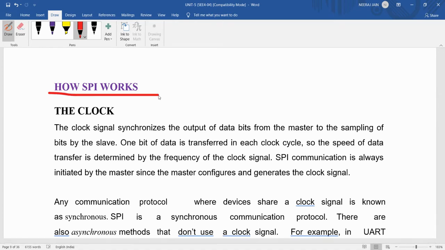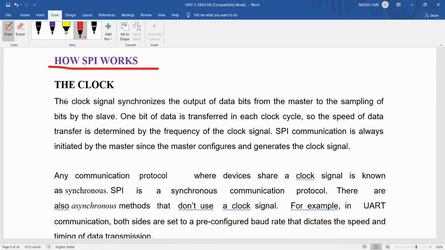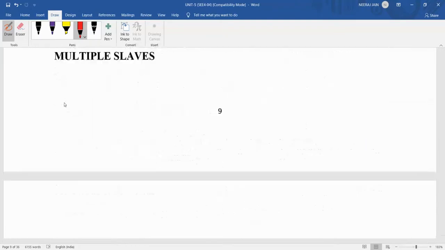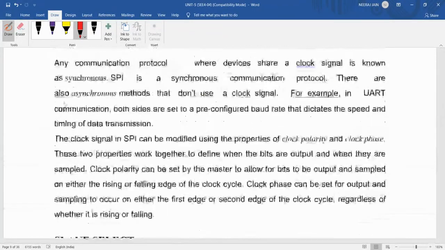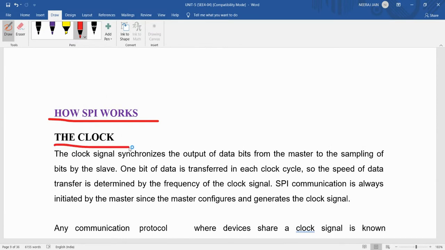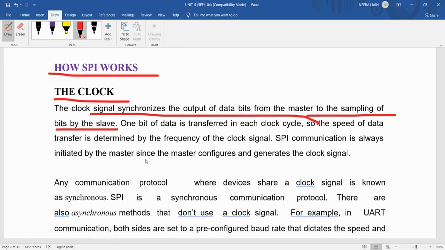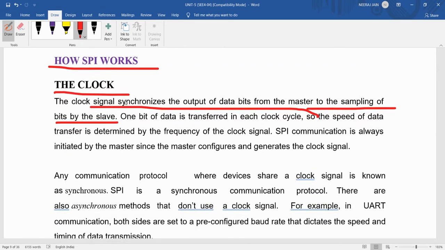तो हाउ द SPI वर्क्स, वी विल सी दैट व्हाट इज द वर्किंग प्रिंसिपल, किस तरह से हमारा ये SPI वर्क करता है. फर्स्ट द क्लॉक. The clock signal synchronizes the output of data bit from the master to the sampling of the bit by the slave. आपस में सिंक्रोनाइजेशन होता है मास्टर का और स्लेव का थ्रू द क्लॉक. One bit of data is transferred in each clock cycle. So the speed of data transfer is determined by the frequency of the clock signal.